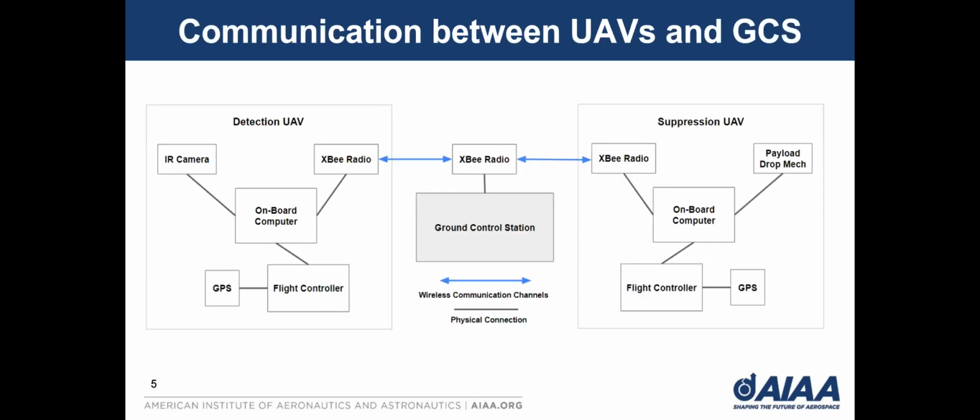And here is the communication between the UAV and the ground control station. They both use SiK radio for communication. As you see on this diagram, the detection UAV and suppression UAV are each carrying a SiK radio, and they will communicate their location information and other information with the ground control station.